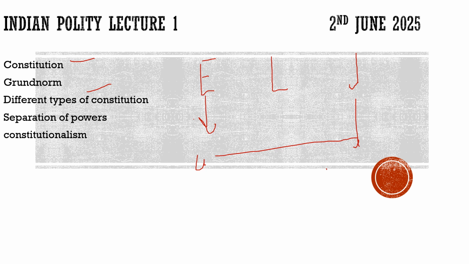But having separate powers, is it enough? Having only separate powers, is it enough? Please write it down. For example, if the judiciary has the power of judicial review and is going to review and nullify everything, would society work there?